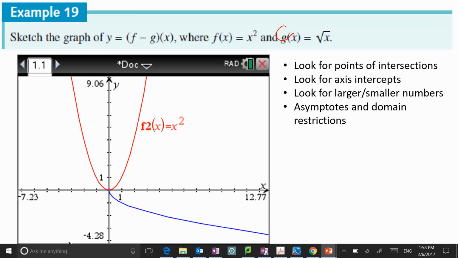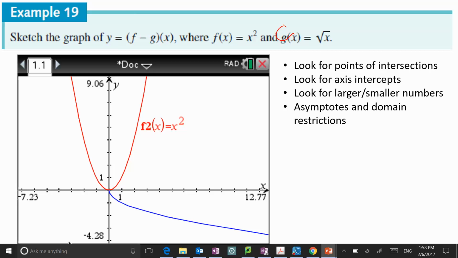Alright, what I'm trying to say is because it says f minus g of x, what you're really doing is f of x minus g of x, which really is x squared minus root of x. Remember to sketch a negative root of x, that's what it looks like. That's negative root of x. Positive root of x would have been the other way.